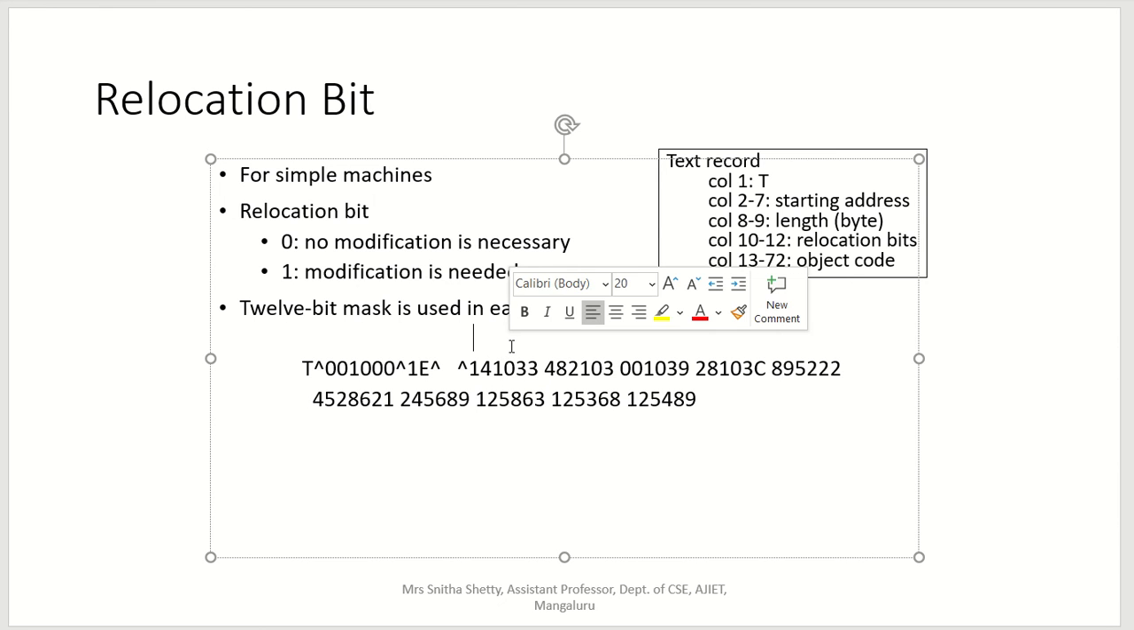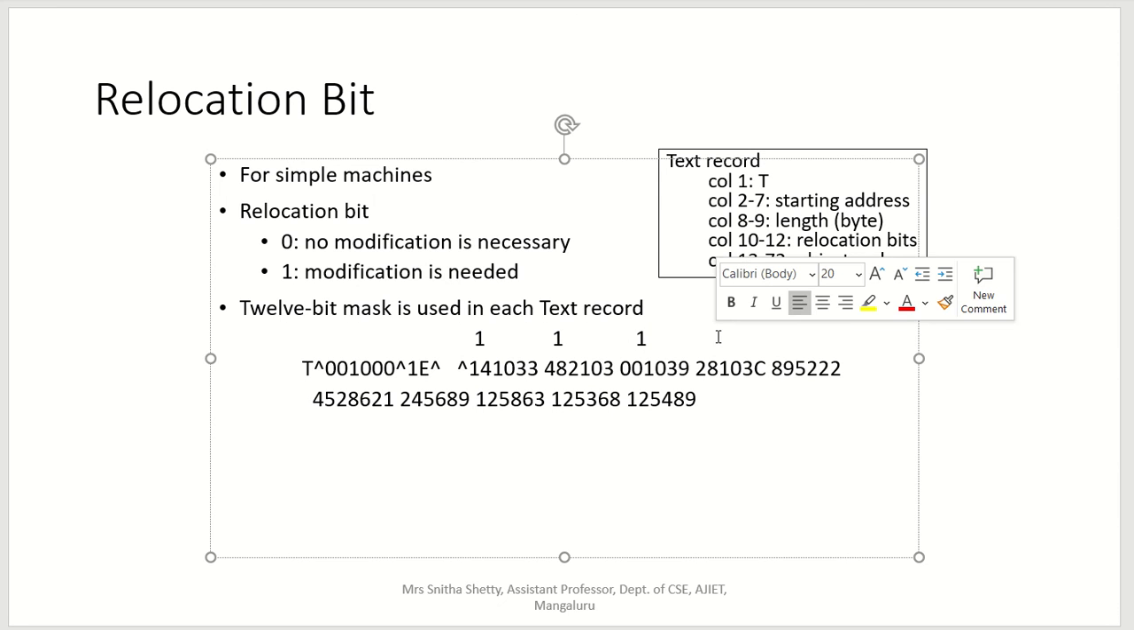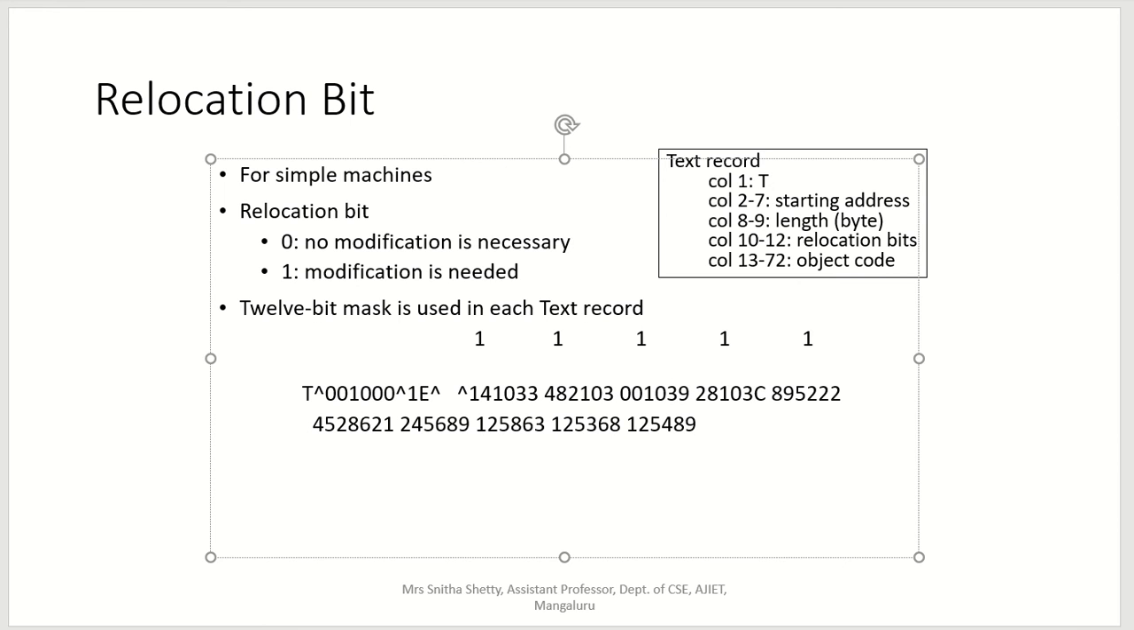Okay, so first object code, this is getting modified. This object code is also getting modified. Next, this object code is also getting modified, so I'll just mention one. Next again this object code is also modifying, so I'll just put one. Assume this object code is also modifying, one. So next this object code is also modifying, one.